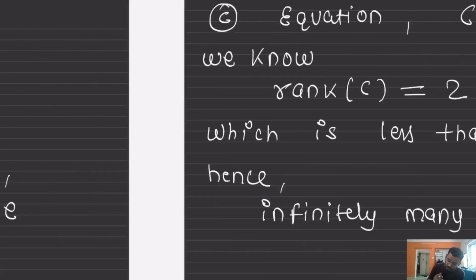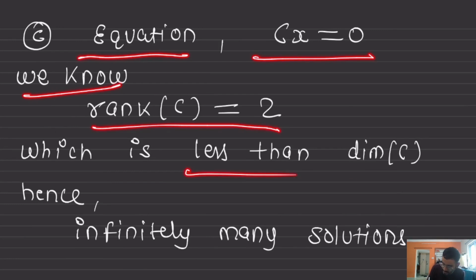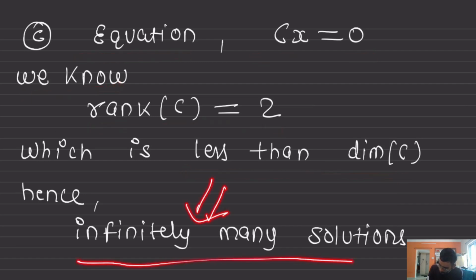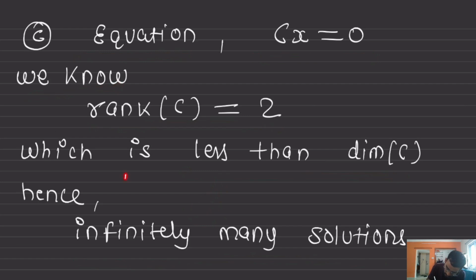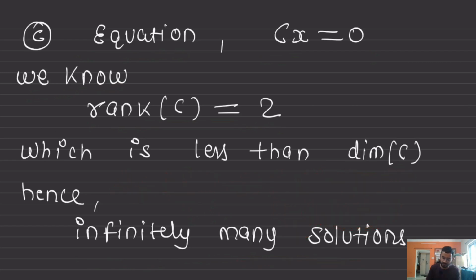Now we need to find how many solutions the equation Cx equal to 0 has. We know the rank of C is equal to 2, which is less than the dimension of C, hence Cx equal to 0 has infinitely many solutions. One way to see this is, we know two eigenvalues of C are 0, which means the determinant of C is 0. Determinant is 0, and hence Cx equal to 0 has infinitely many solutions.